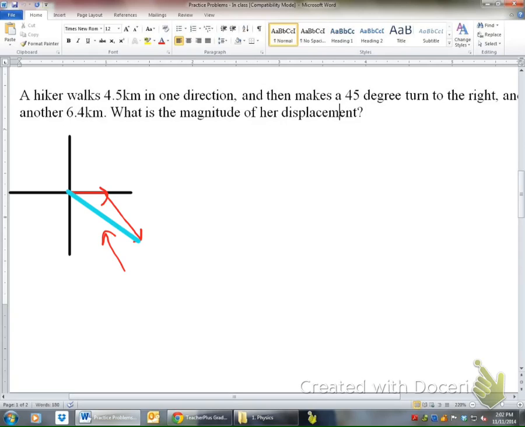So let's look at how we label these vectors. We'll call this v sub 1 because it's our first vector. We'll call this v sub 2, and we'll call this v sub r. If we're going to break these vectors into components, let's look first at the v sub 1 vector. Does this vector have both horizontal and vertical components? No. What components does it have? Only horizontal.